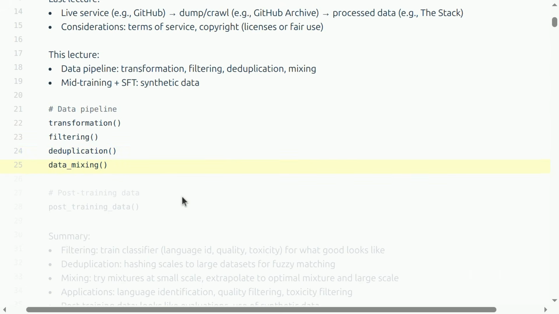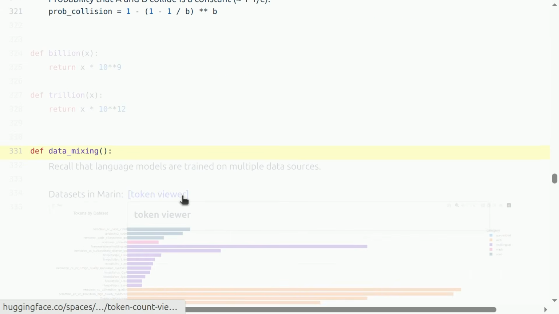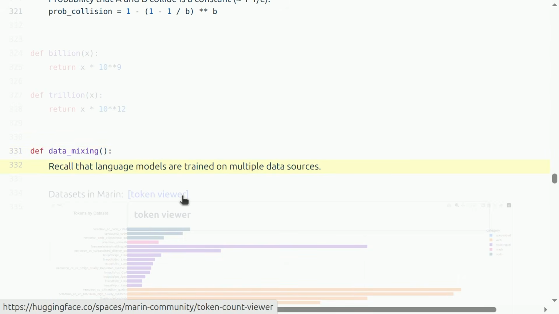Okay, let's go on to the next topic, which is data mixing. So far we've transformed our data from really raw HTML or PDFs into text. We filtered for high quality. We deduped, so we have a smaller set of high quality documents, and this generally happens for a given data source. But language models are trained on multiple data sources.